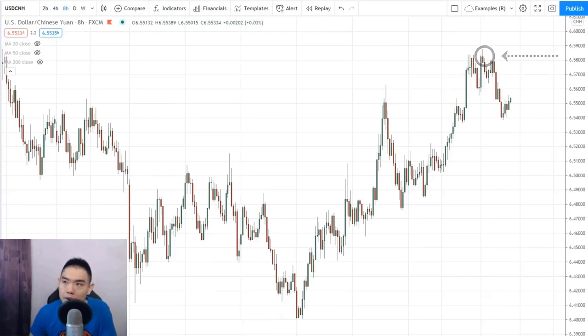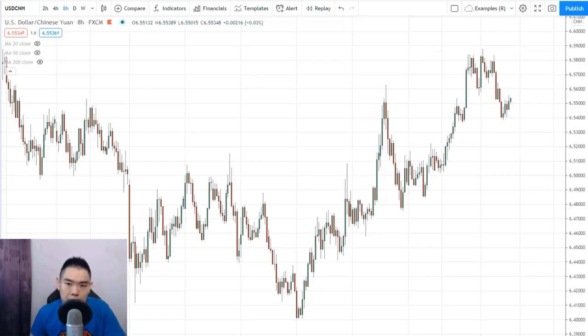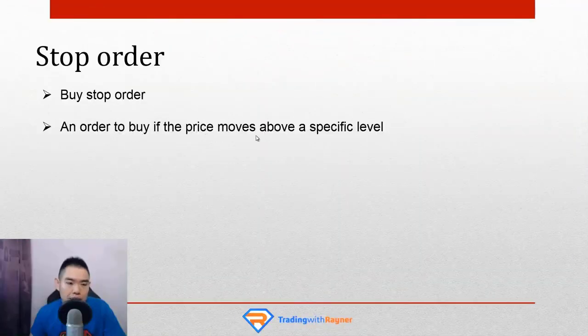You can place a buy stop order at this price, around $6.59, which is somewhere about here. Let's call it BS. Buy stop, not the BS that you're familiar with, but buy stop order at $6.59. Such that if the price goes up and breaks above $6.59, this is an order that will automatically get you into this trade, because it broke above this key level, 6.59, that you put into your broker platform. So it's an order to buy if the price moves above a specific price level.